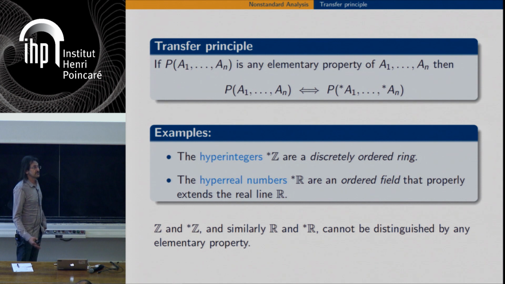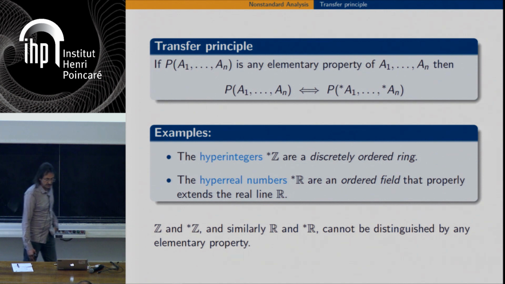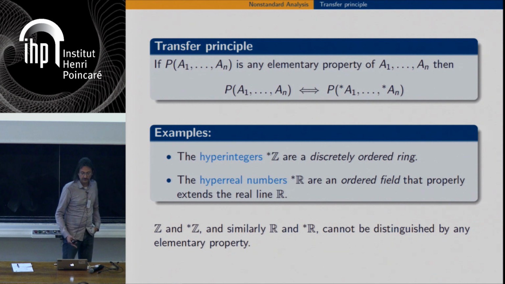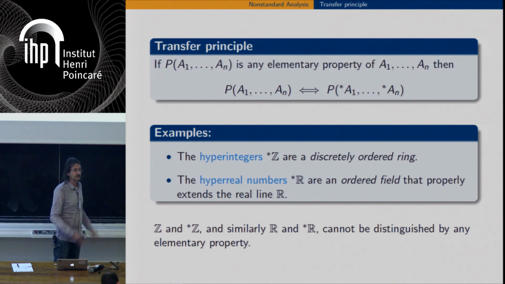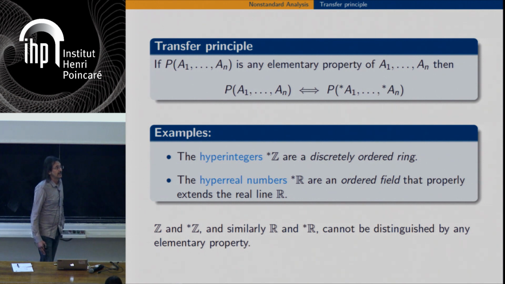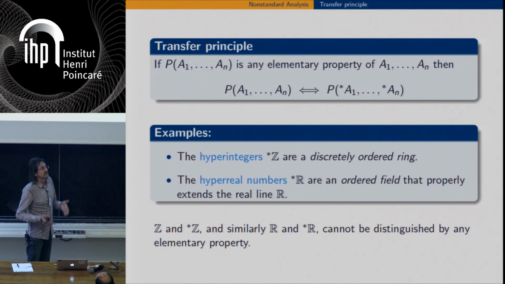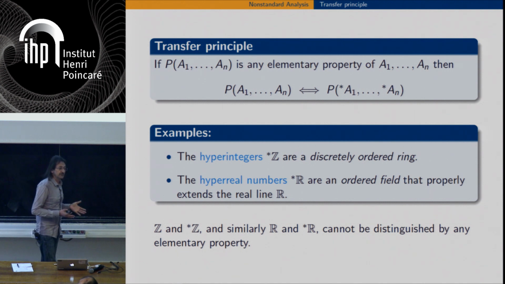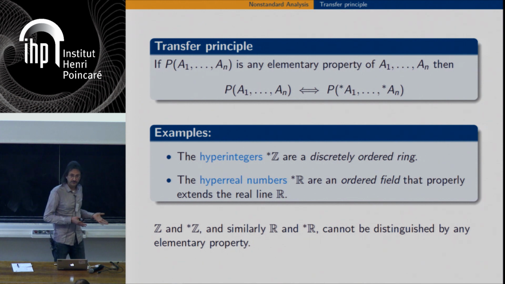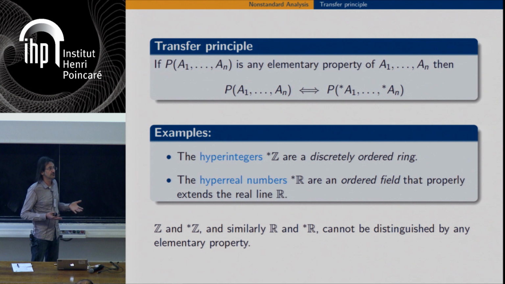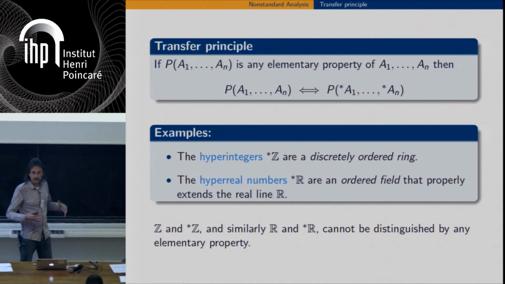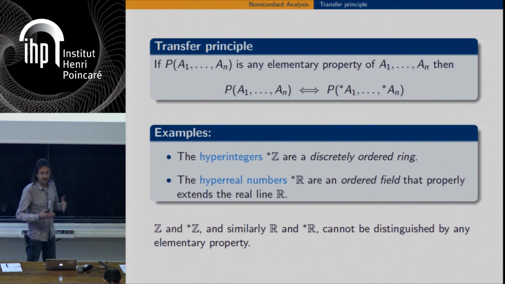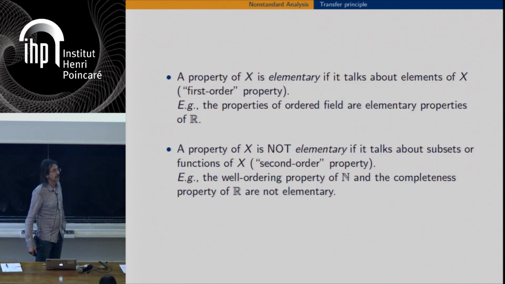The basic principle is called, in this area, the transfer principle, which means that whenever you have an elementary property of certain objects, that property is true if and only if it is true about the corresponding non-standard extensions. For instance, since the integers are a discretely ordered ring, and that is a first-order property, the non-standard extension, the hyperintegers, would be a discretely ordered ring. And similarly, the hyperreal numbers will be an ordered field, but it is an extension, so it will properly extend the real line, and it will be a non-Archimedean field.